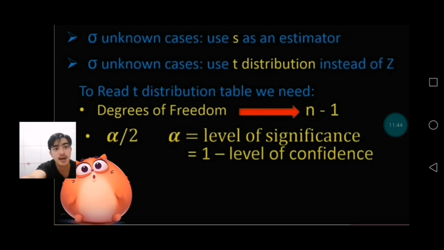So look at the red arrow. N minus 1, and for the second value you will need alpha divided by 2. Remember that alpha is the level of significance, which is 1 minus the level of confidence.